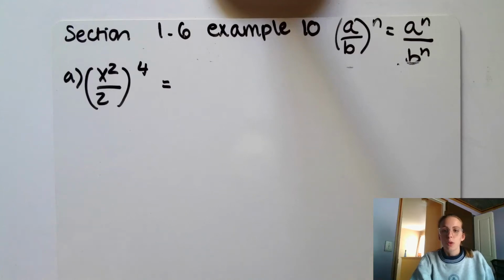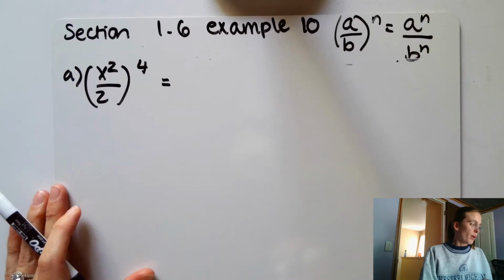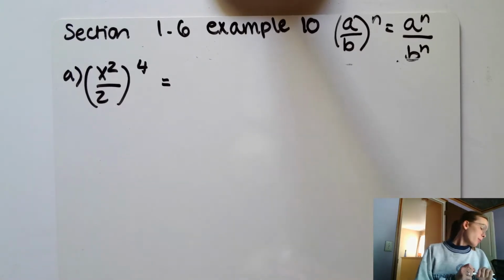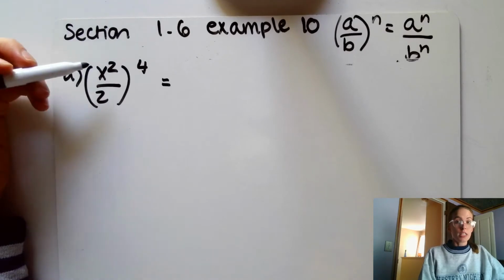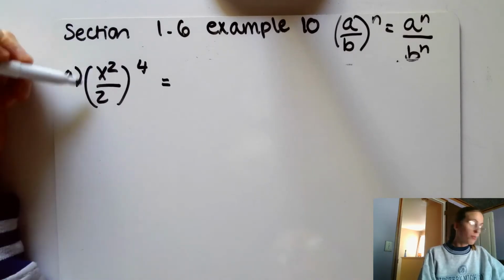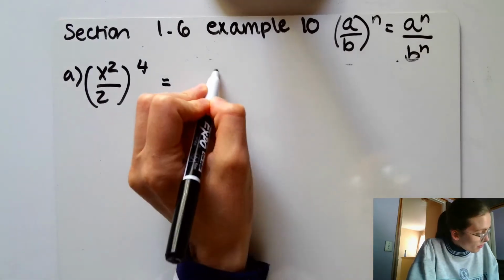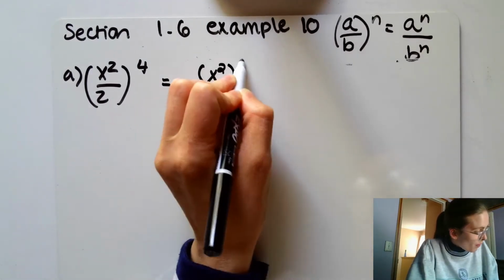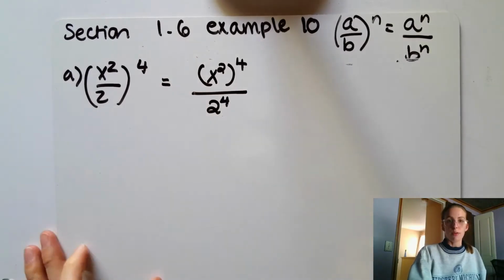This is section 1.6, example number 10, part A. So we're raising a quotient here to a power. What we need to do is raise both the numerator and the denominator to that power. So you've got x squared raised to the 4th power over 2 to the 4th power.